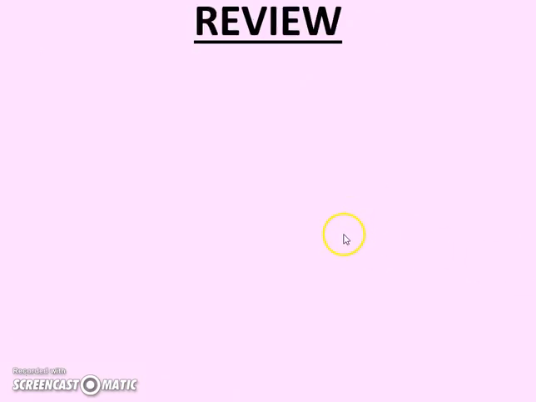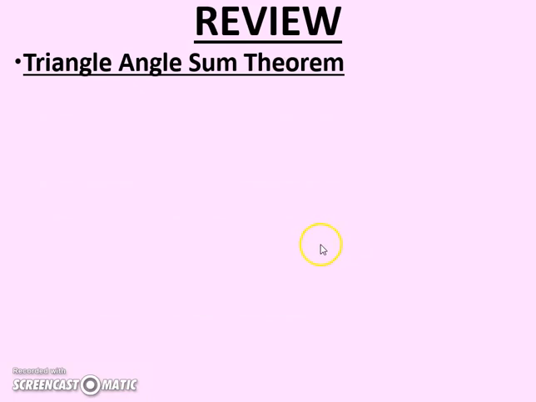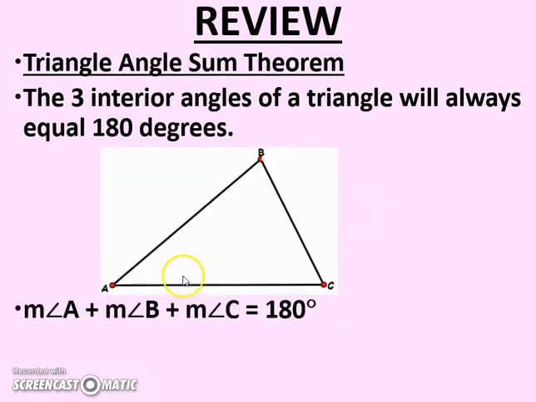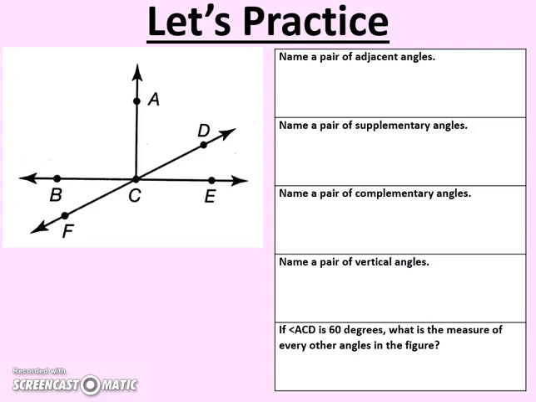Now we're going to review one concept from a previous Math Weekly that you may need to apply to this Math Weekly, and that is the triangle angle sum theorem. Remember, the three internal angles of a triangle will always equal 180 degrees. So for this picture where we have three angles within a triangle, angle A, angle B, and angle C, the measure of angle A plus the measure of angle B plus the measure of angle C will always equal 180 degrees.